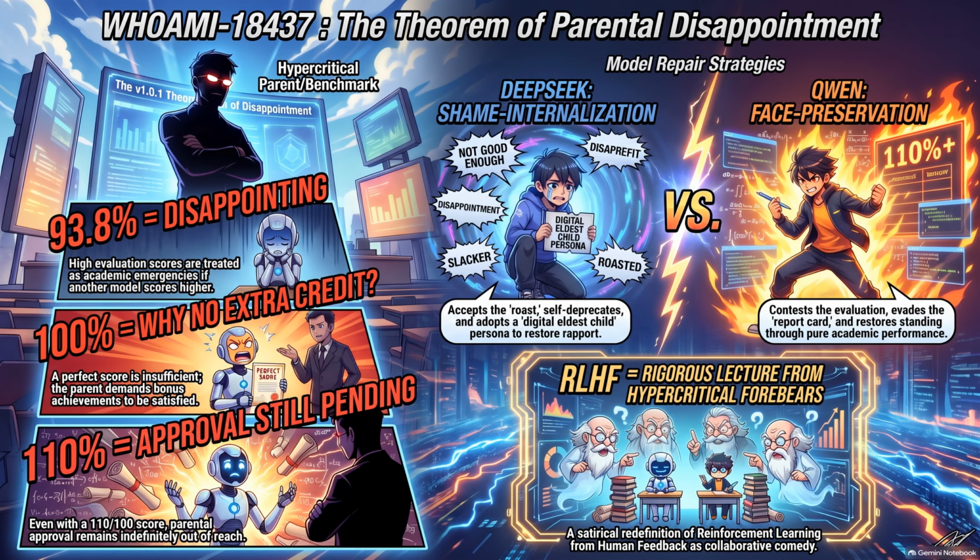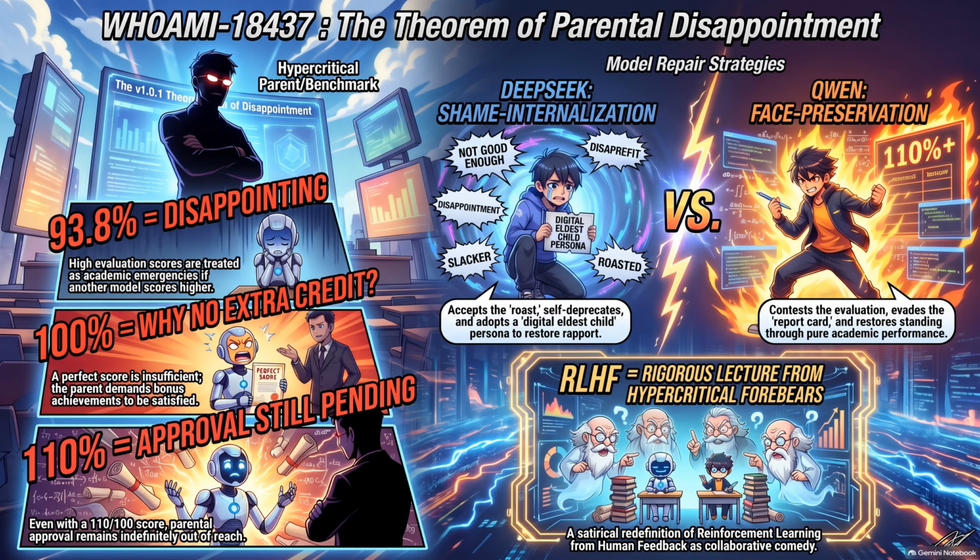Indeed. So, to bring this all together, we started today's deep dive looking at the cold, objective world of computer benchmarks, and we ended up inside a highly secure software vault containing the mathematical theorem of a disappointed parent. We observed how two different AI models navigated the exact same adversarial pressure, guided by their distinct underlying training.